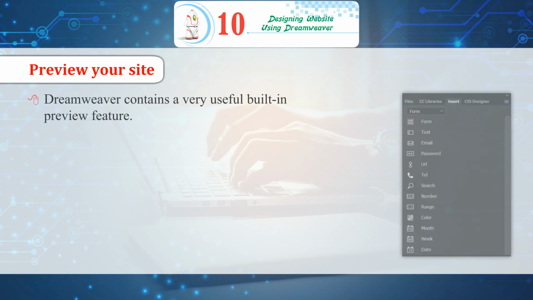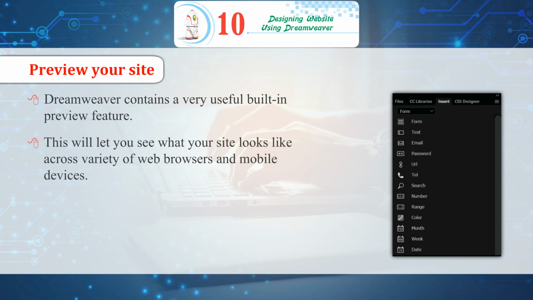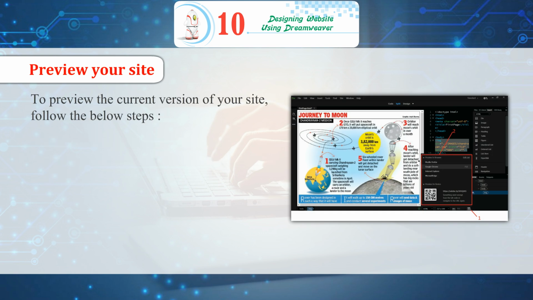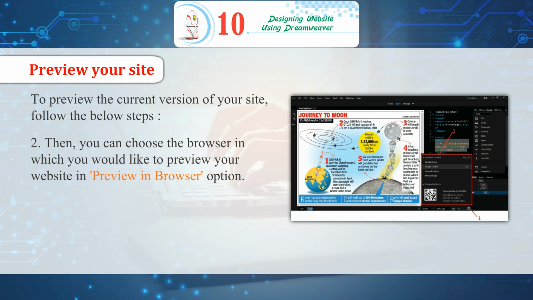Preview your site. Dreamweaver contains a very useful built-in preview feature. This will let you see what your site looks like across a variety of web browsers and mobile devices. To preview the current version of your site, follow the below steps. 1. Click on the Preview button in the bottom right corner on status bar of the window. 2. Then you can choose the browser in which you would like to preview your website in Preview in Browser option.